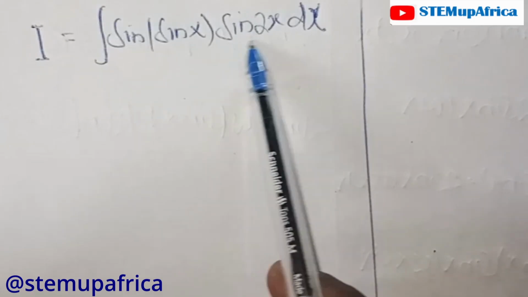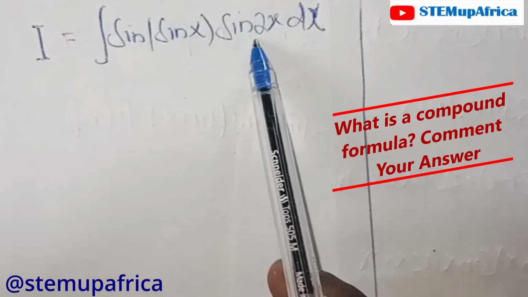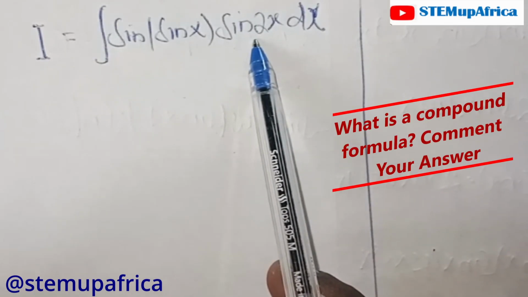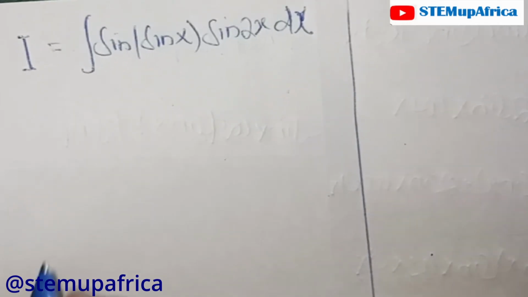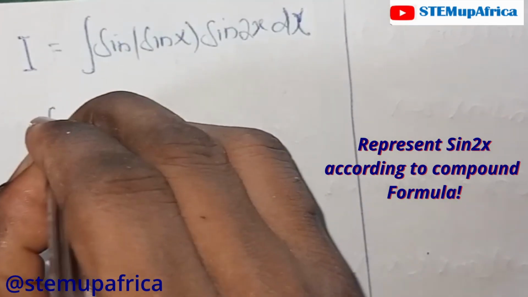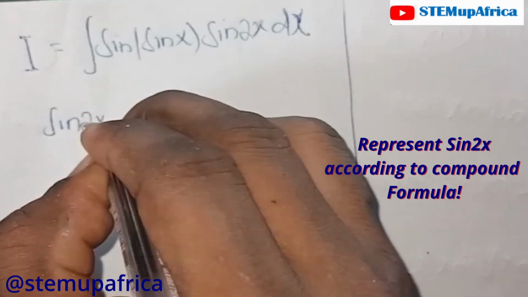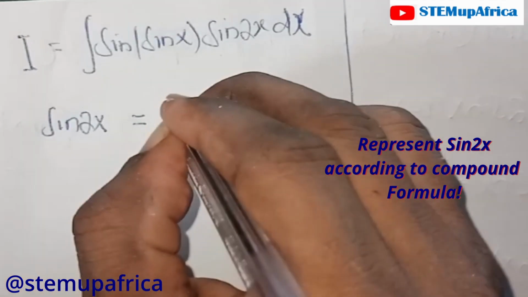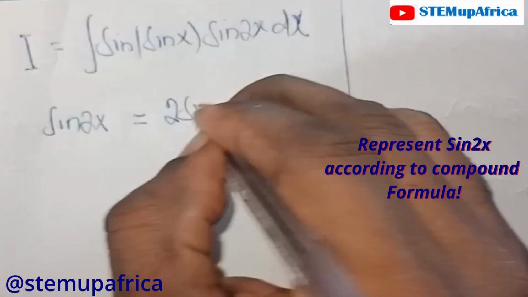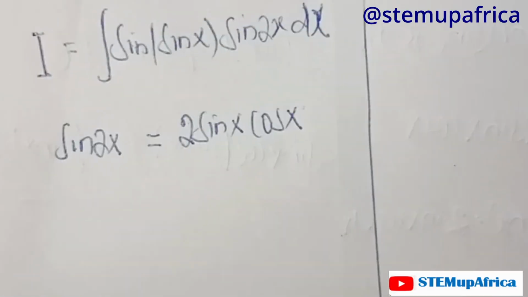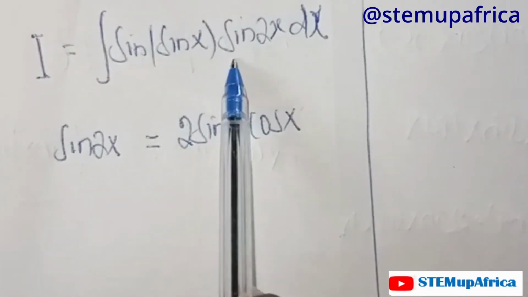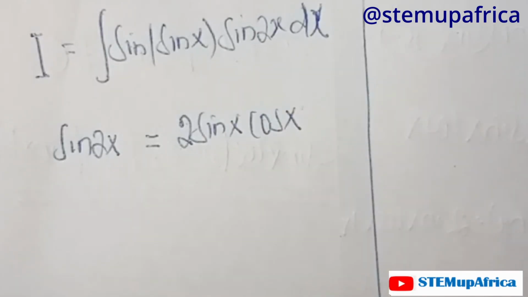If you look at this expression, sin 2x is a compound formula. So what is sin 2x? According to the compound formula, sin 2x can be represented in terms of sin x and cos x. So let's represent sin 2x: sin 2x will give us 2 sin x cos x. That's the value of sin 2x. So let's substitute it in place of sin 2x. So what are we now having?